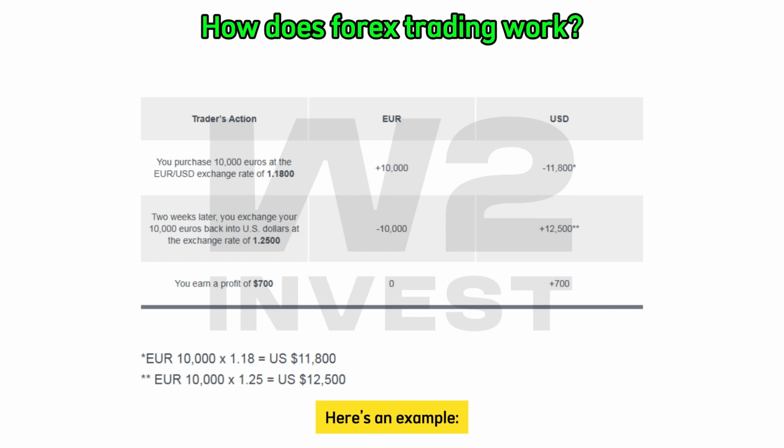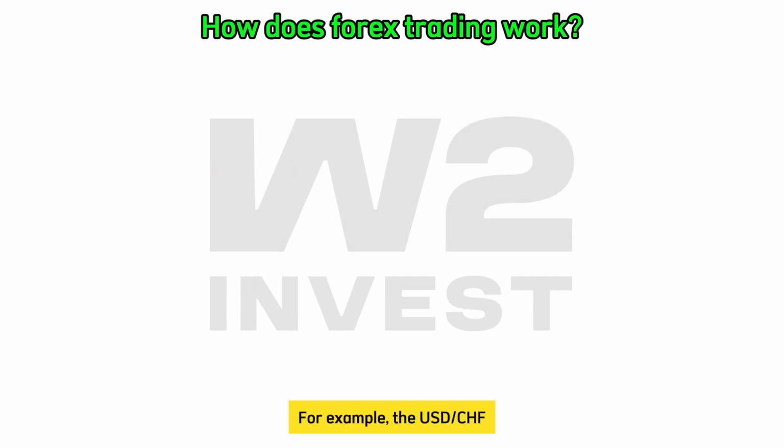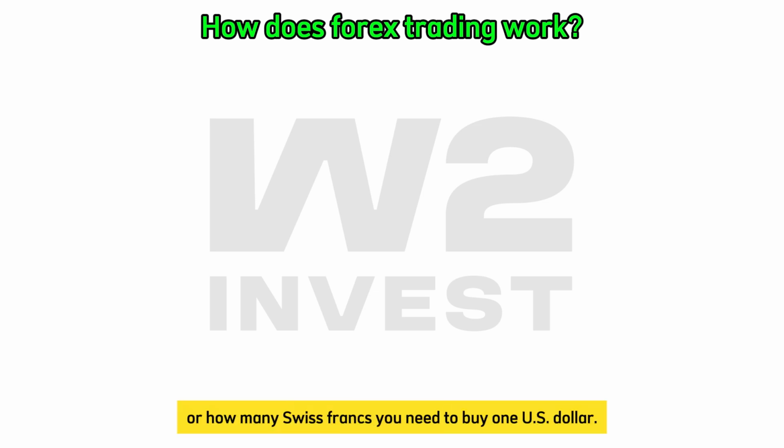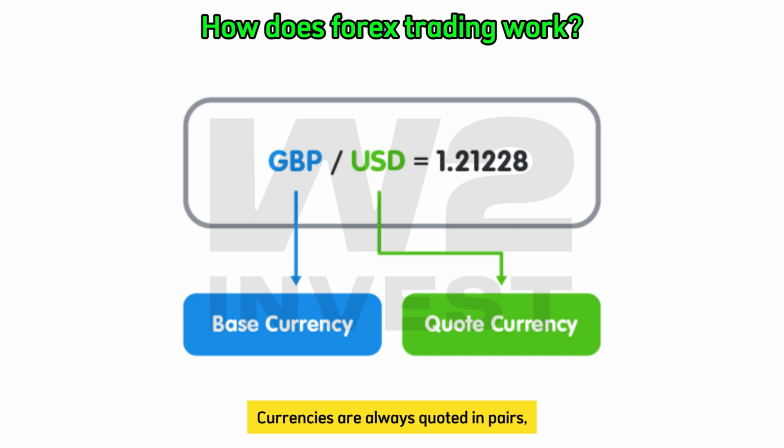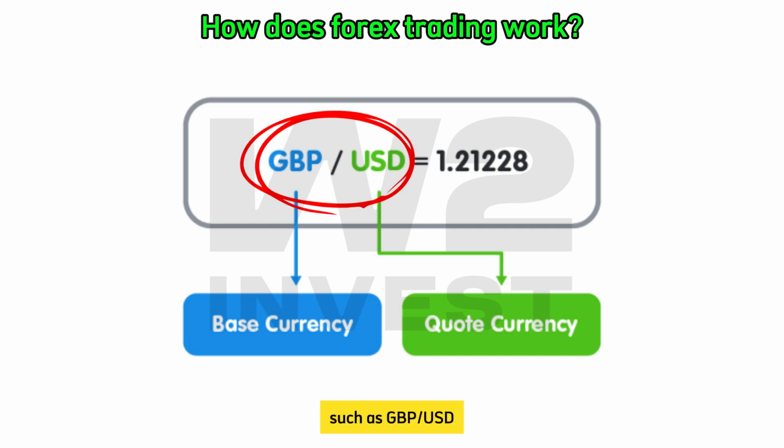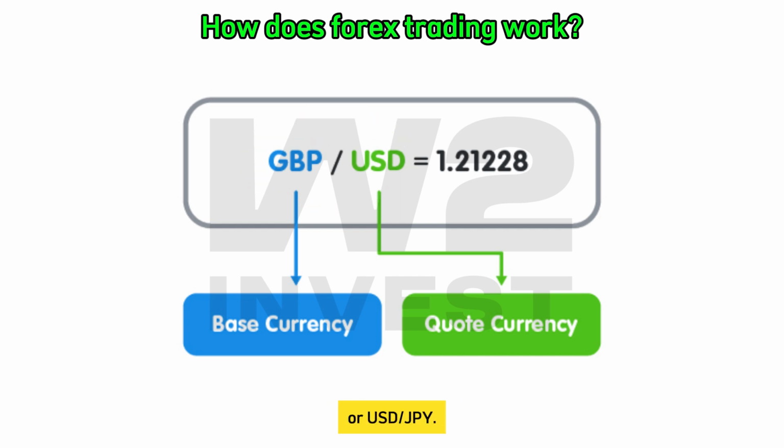Here's an example. An exchange rate is simply the ratio of one currency valued against another currency. For example, the US dollar to Swiss franc exchange rate indicates how many US dollars can purchase one Swiss franc, or how many Swiss francs you need to buy one US dollar. How to read a Forex quote. Currencies are always quoted in pairs, such as pound sterling to US dollar or US dollar to Japanese yen.